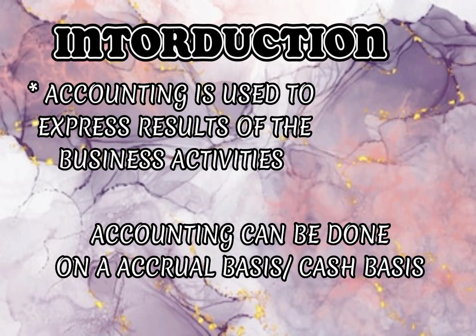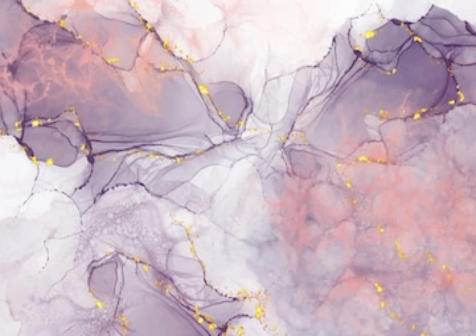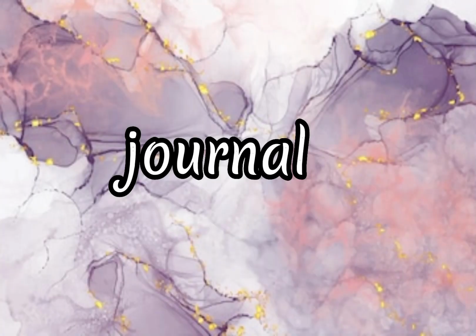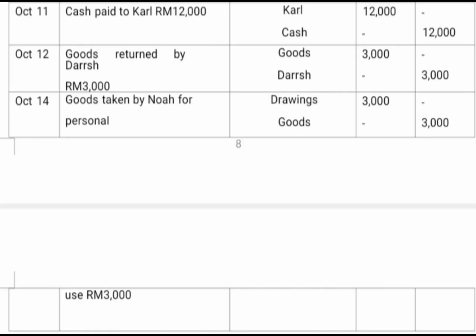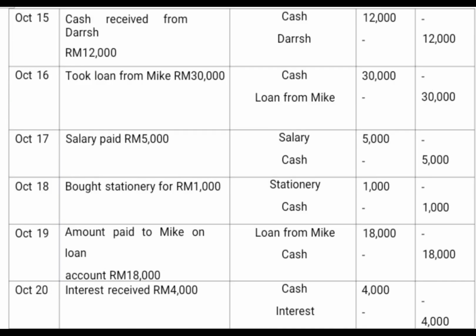Accounting is used to appraise results of the business activity. Accounting also can be done on an accrual basis or cash basis. From the transactions that have been given, I have to make a journal. In a journal, there are two accounts that have to be recorded, which are the side of debit and credit.